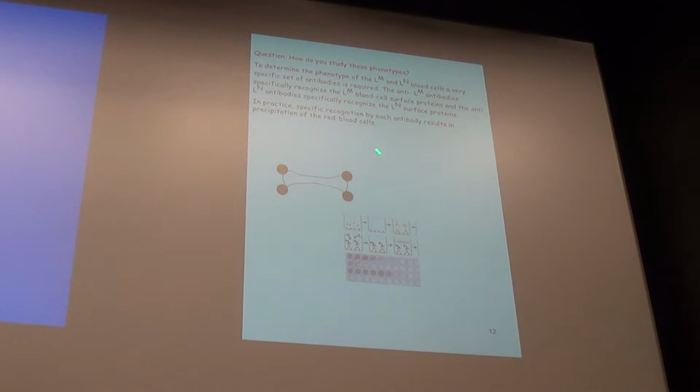So here is one example. This is the LM antigen, and this is the LN antigen. And you have a specific antibody that will bind the LM antigen. This antibody will not bind this version. It will only bind this one. And instead, a different antibody will bind this protein, but this antibody will not bind this protein. So if cells have this protein, this antibody will not bind, only this antibody will bind. If cells have this protein, this antibody will not bind, only this antibody will bind. And when cells have both proteins, both antibodies will bind.